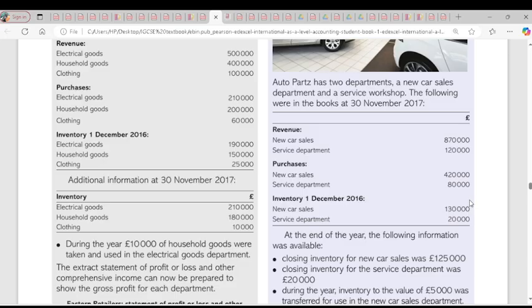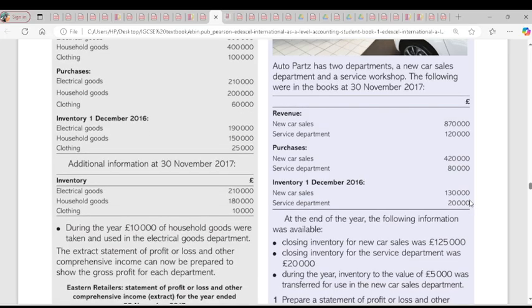Okay. So we prepare the extract of the statement of profit or loss account. Revenue is there, 870,000 for the new car sales department, 120,000 for the service department. We have the opening inventory, new car sales 130,000. But then you have to find your cost of sales. What adds up to your cost of sales? The items in your cost of sales are purchases.